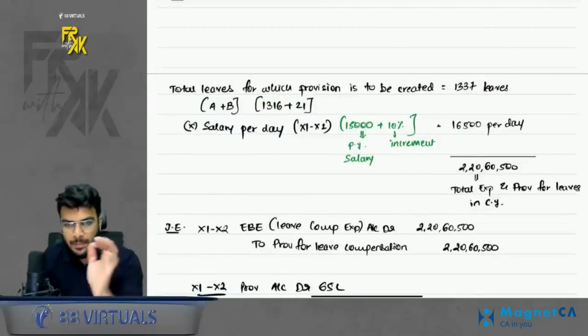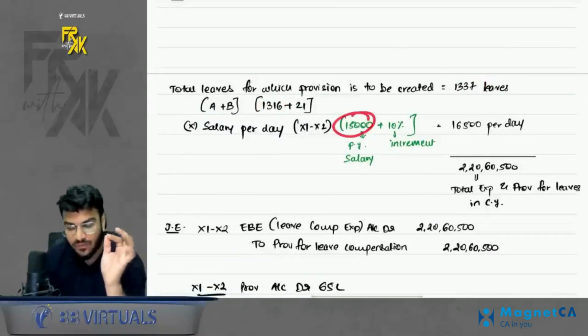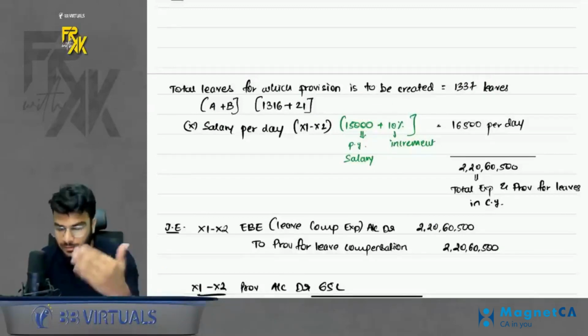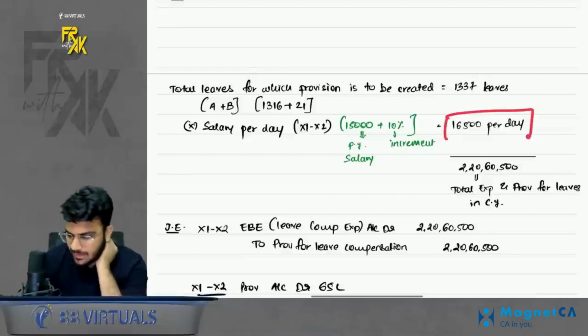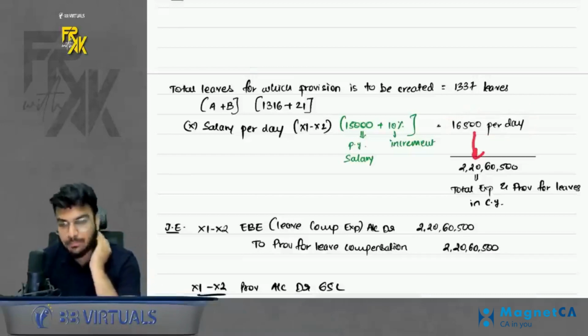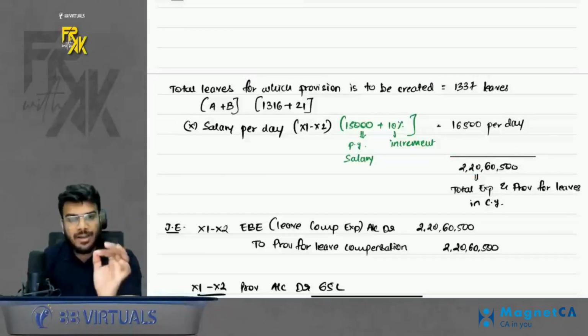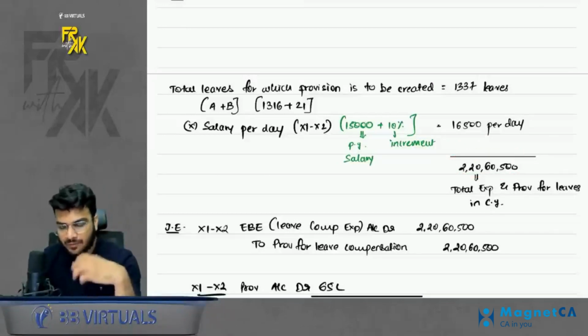Multiply this by salary per day. Now the salary of the previous year was 15,000 per day, but a 10% increment is there. Of course, we are assuming that even the new employees get the incremented value. So salary per day is 16,500. So the company books a total expense and provision of this amount. Why expense and provision? Because the employees have this much leave balance in the current year, book the expense and provision in the current year.